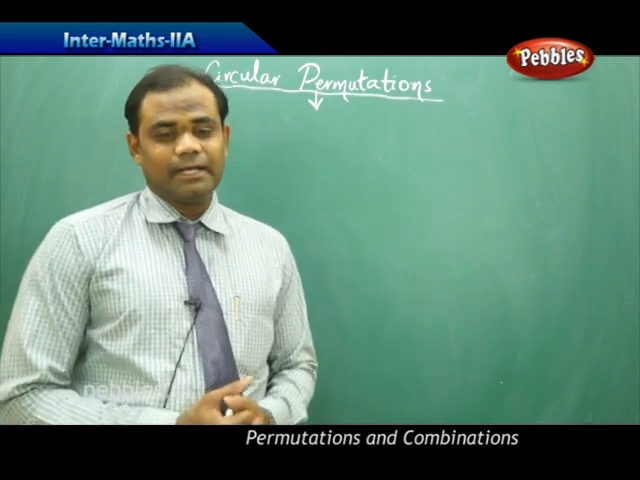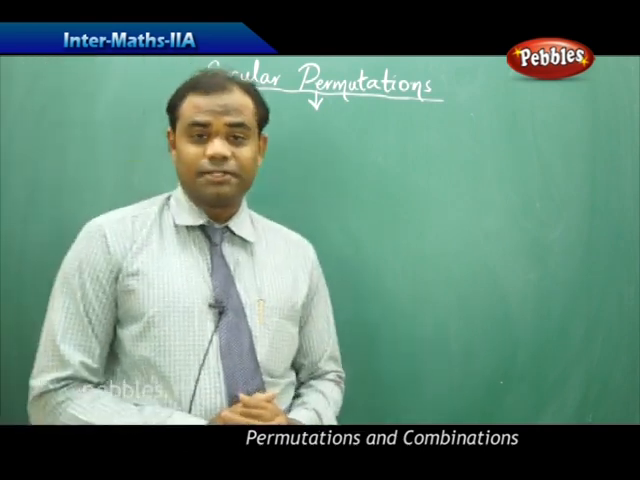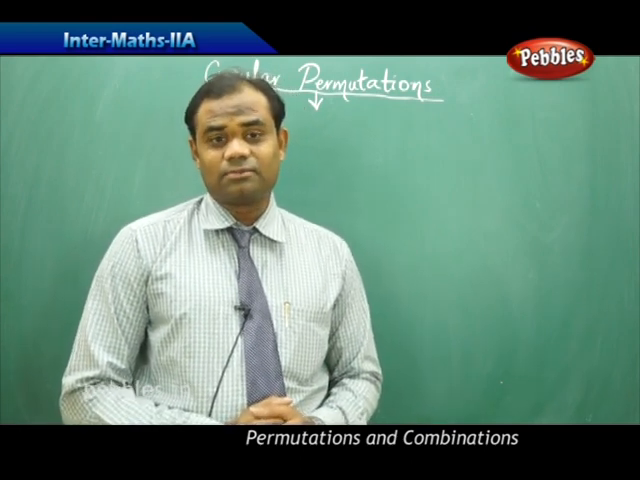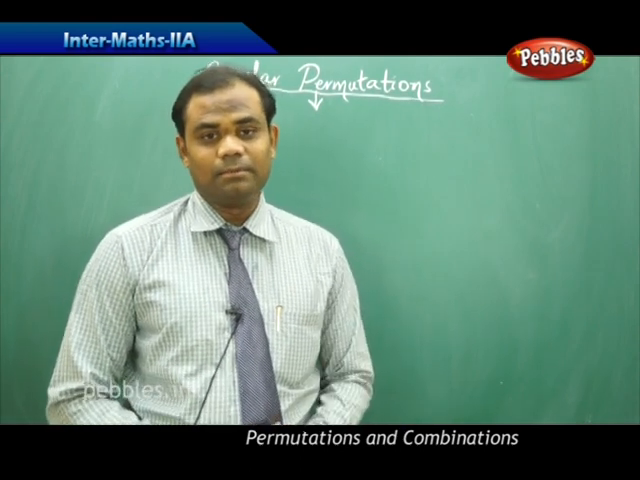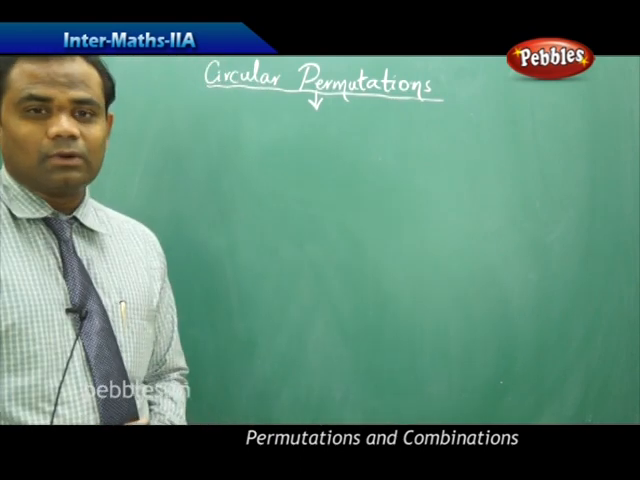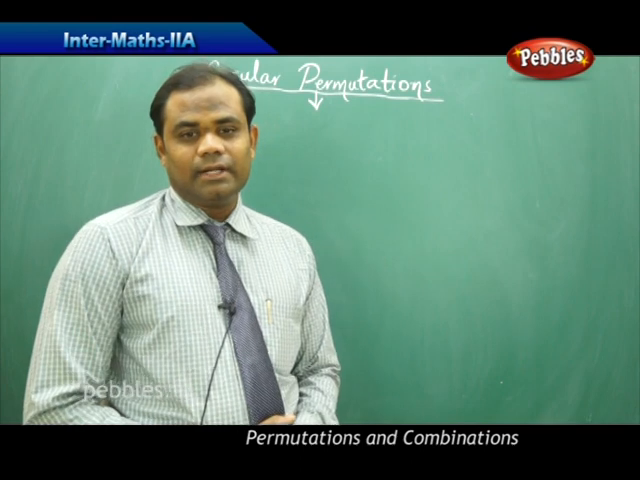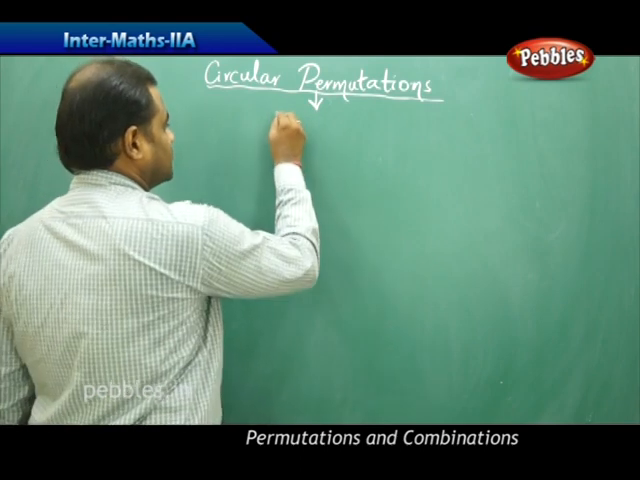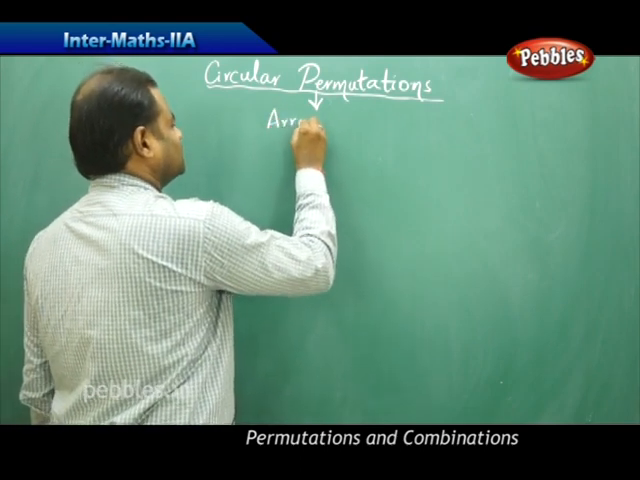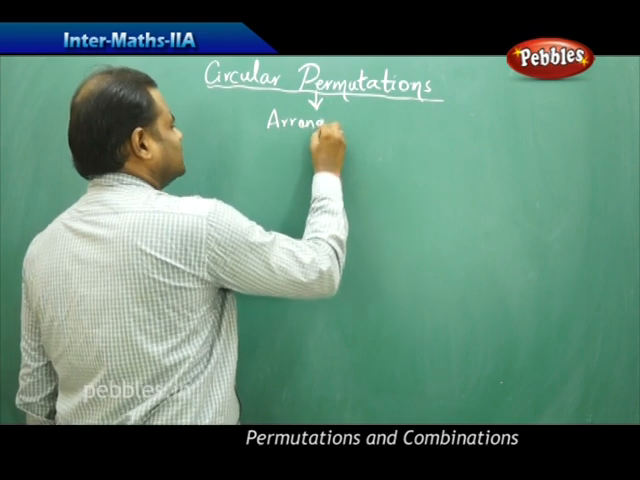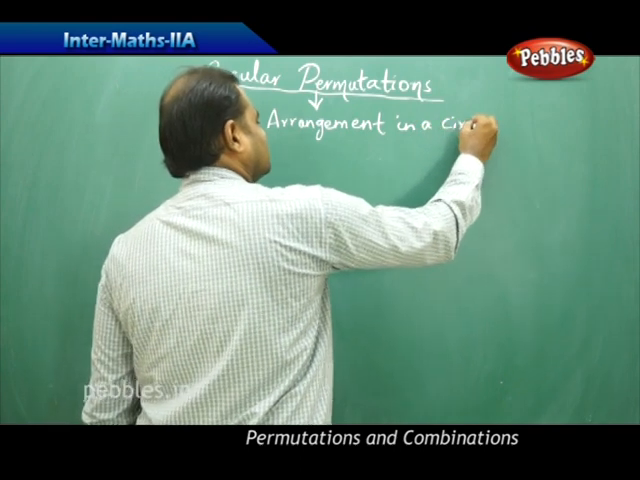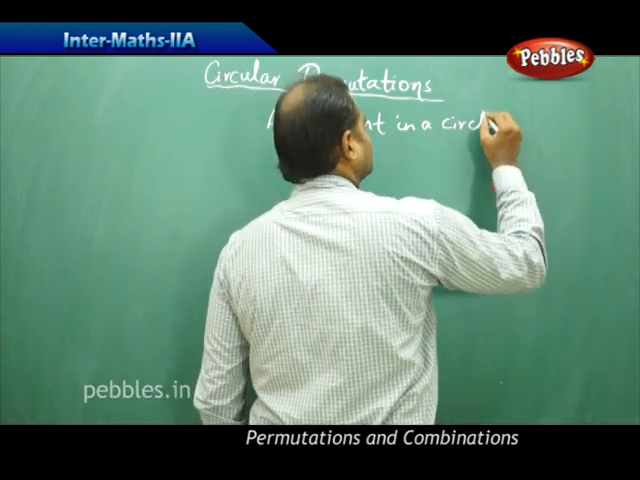Now let's see the other type of permutation, called circular permutation, in brief. As in the previous session, we have already discussed that there are two types of permutations: one is linear permutation and the other is circular permutation. To discuss circular permutations in brief, let's recap the definition we have already discussed: arrangement in a circle. The word circular implies that the arrangement considered is in a circular form.